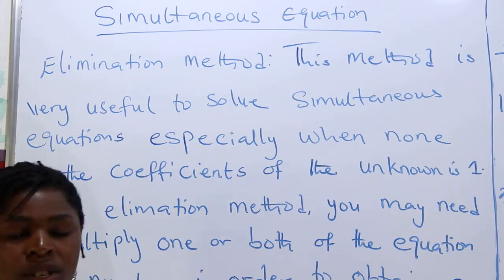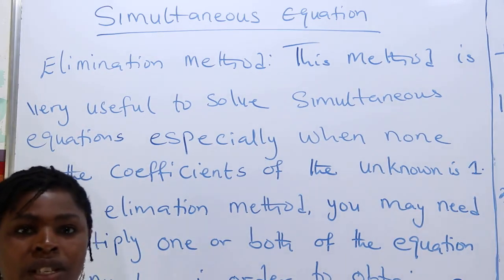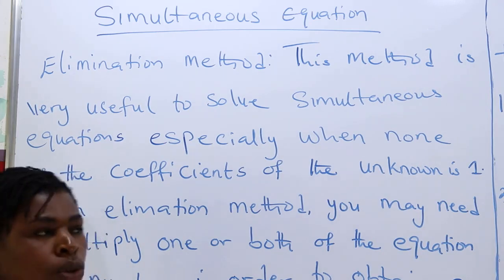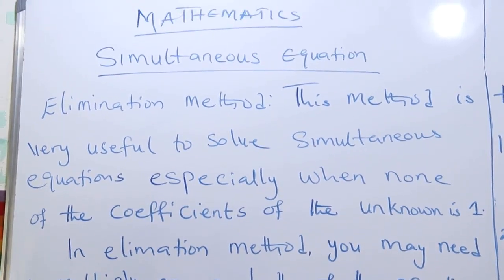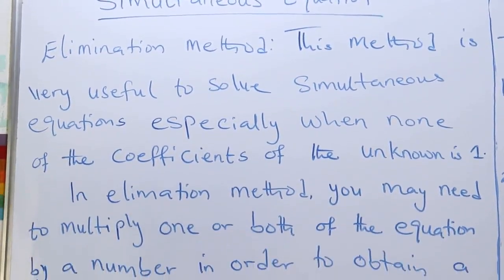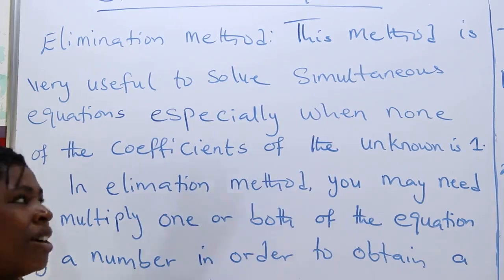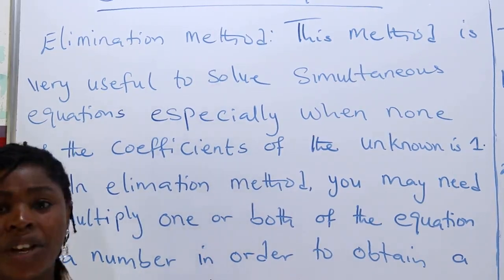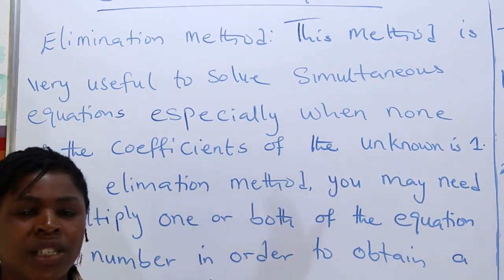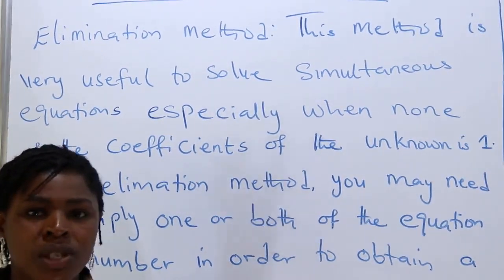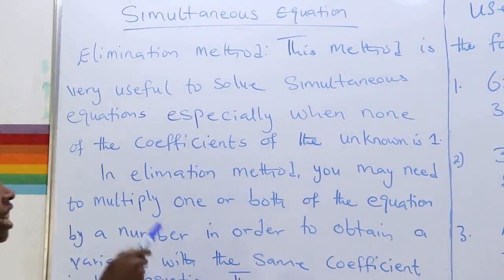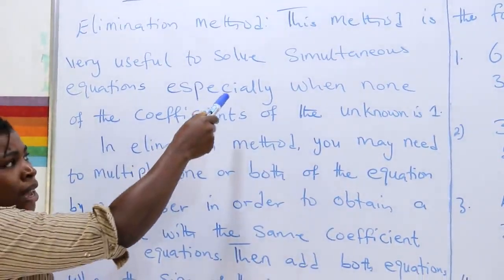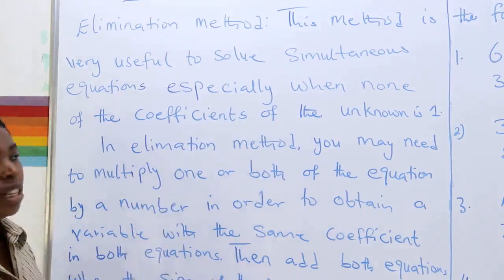Remember last lesson I told you that we can solve mathematics using substitution method, elimination method, or even graphical method. So today we are looking at the elimination method. Now, you can use elimination method to solve simultaneous equation when none of the variable has 1 as a coefficient. Remember last time I told you that substitution method is best used when one of the variable has 1 as a coefficient. But in this case, with either 1 or not, you can still use the elimination method.